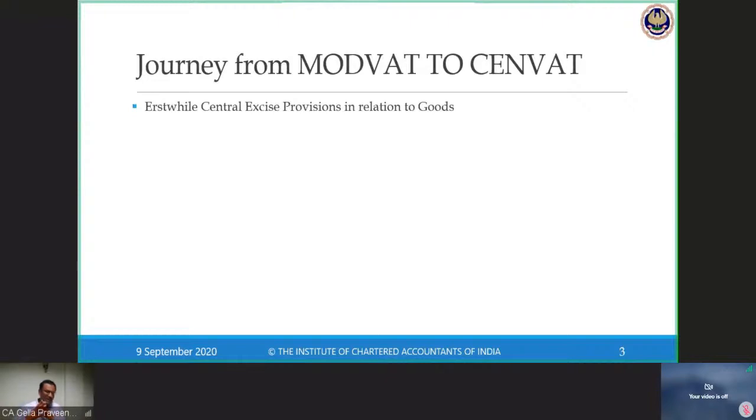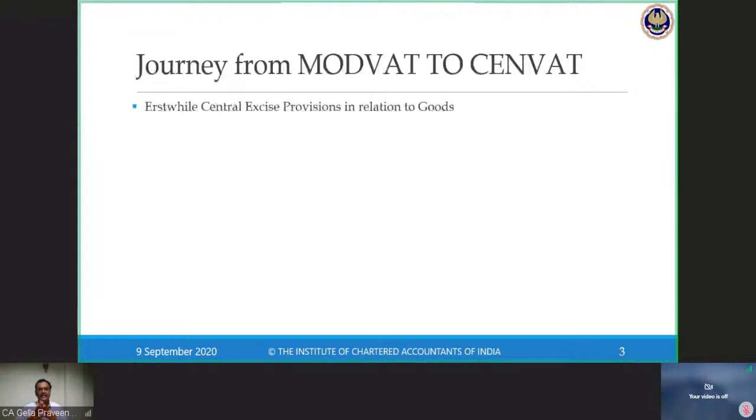Students who are not familiar with MODVAT and SENVAT, not to worry, this is not under GST. This is the genesis of the input tax rules, the input tax provisions we are reading as of today under GST. So for convenience's sake, I'm just taking you through how this origination happened.